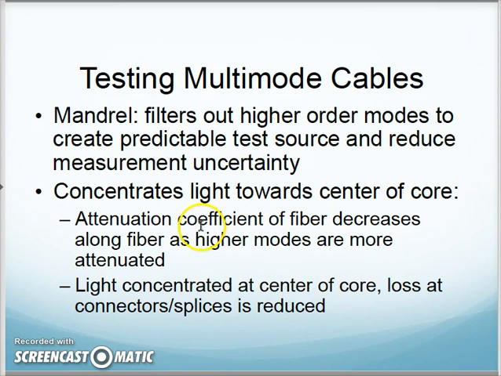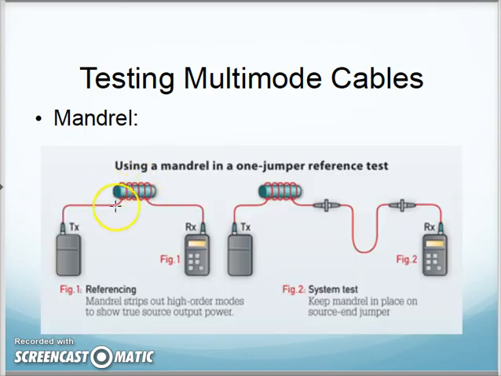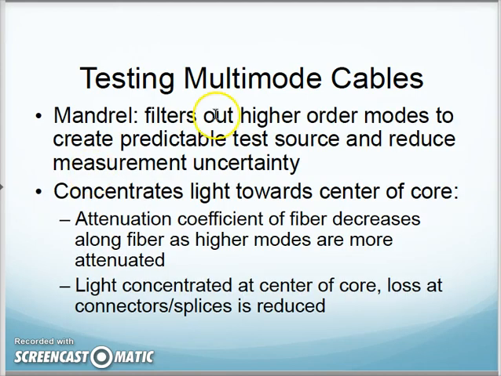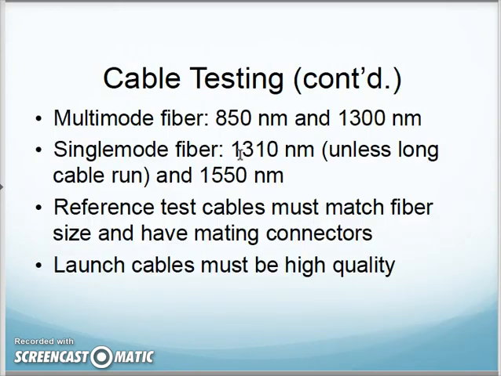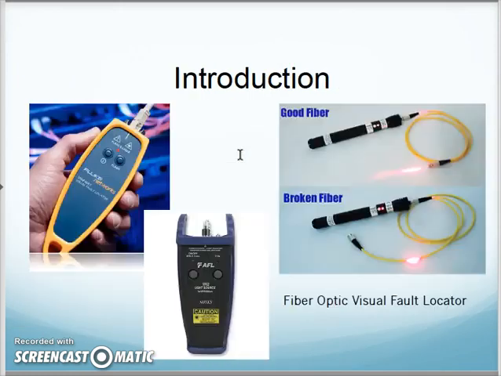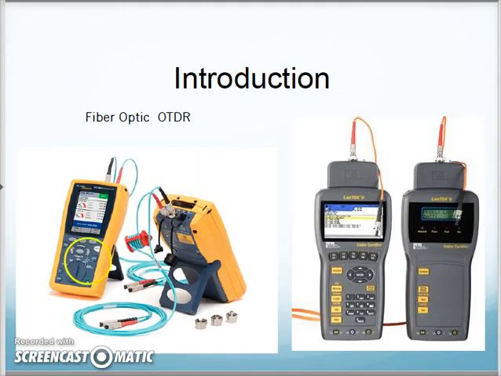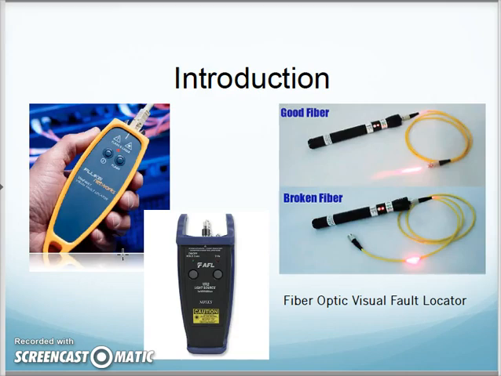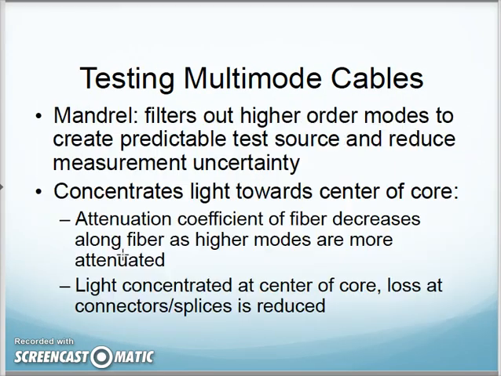Testing multimode cables, they mention using a mandrel test. With this one here, you actually wrap the fiber cable around a mandrel, and they tell you here that it filters out the higher order modes to create a predictable light source. It's going to concentrate the light towards the center of the core. And if you bear with me a second, if I go back up here to an earlier picture, I actually see on the OTDR, you see the mandrel right here. This is what they're talking about, wrapping the multimode cable around the mandrel. That's what that's showing you in that picture. That'd be the mandrel test.